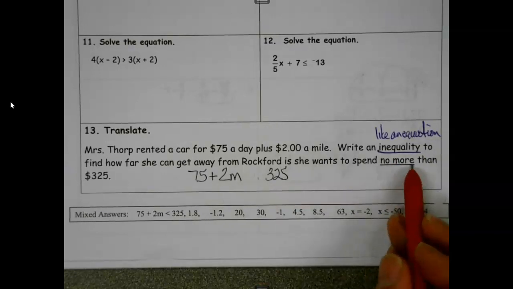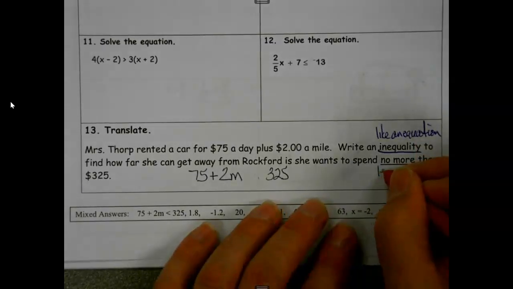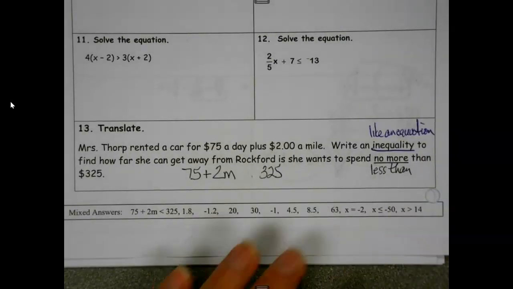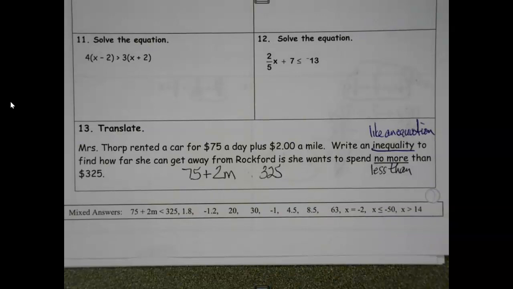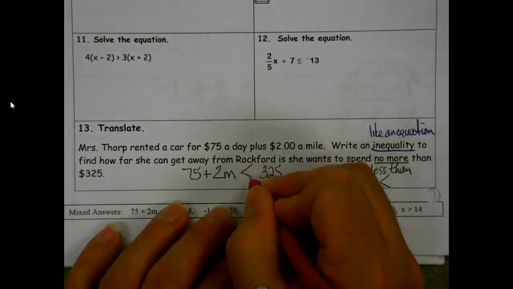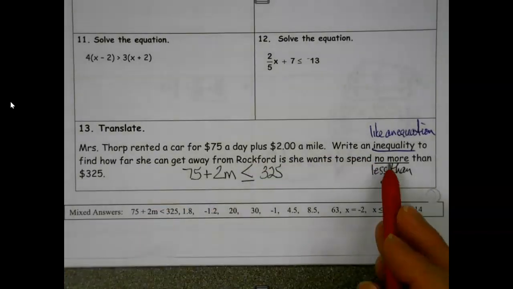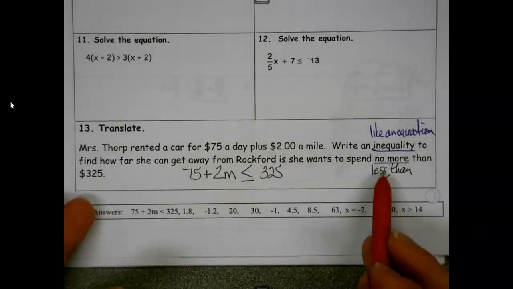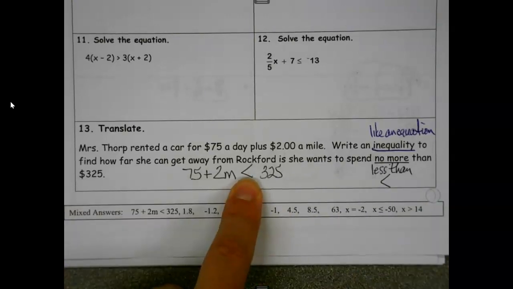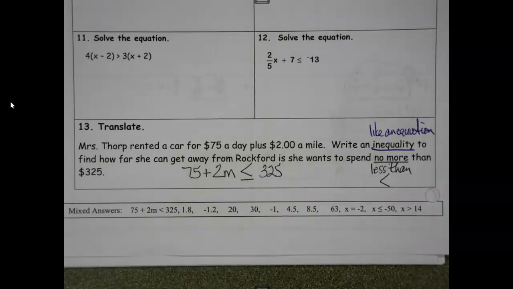No more than means I want to spend less than $325, and less than goes left. And since she says she might spend $325 as well, I'd put this, but I'll be honest, if you gave me something like that on a quiz, I'd take that. That's because that's absolutely just fine.